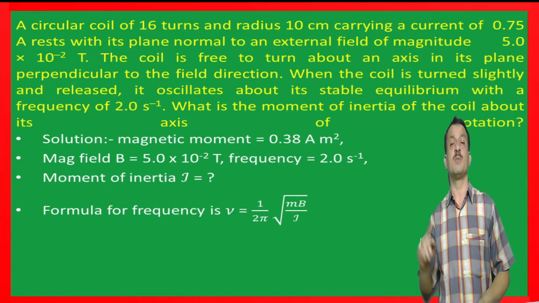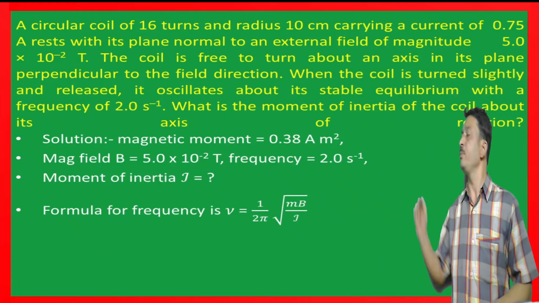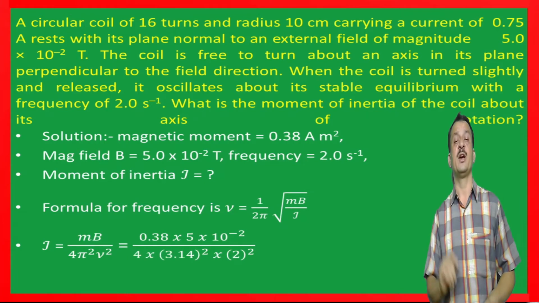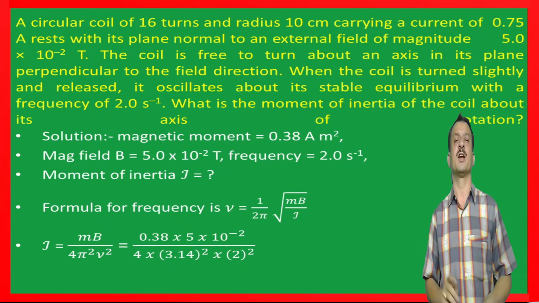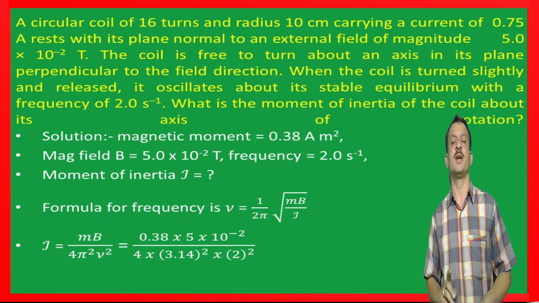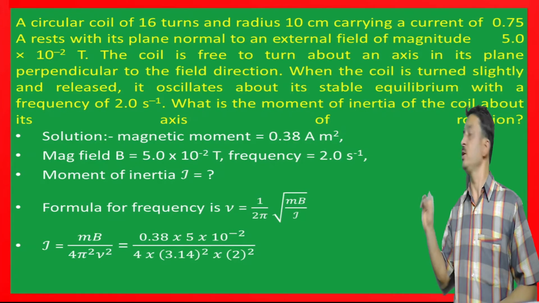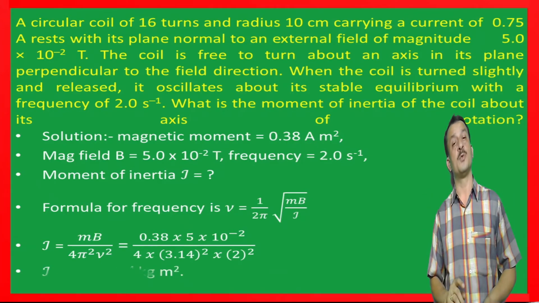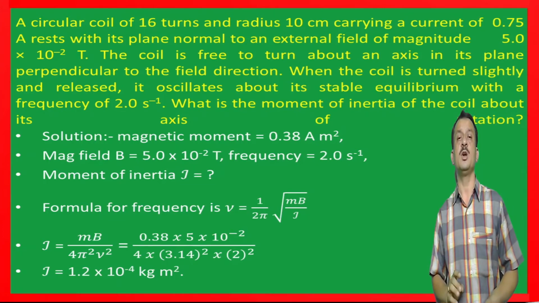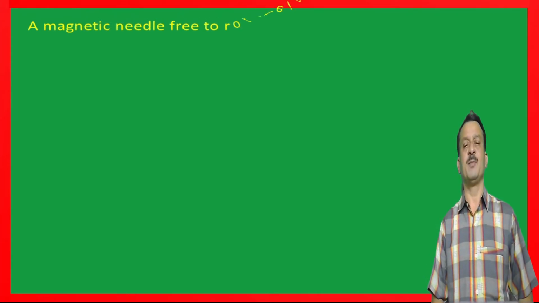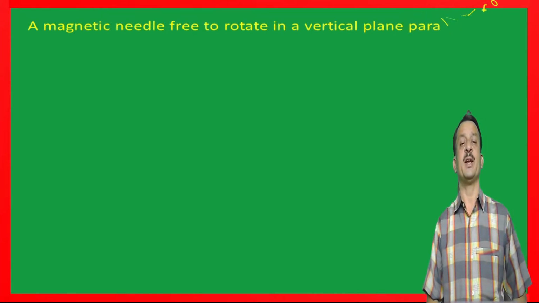Now from this one, what is the moment of inertia? If you work out, it is mB divided by 4 pi square nu square. Now substitute the values and simplify. With the help of a calculator, go on simplifying. What we will get? The final answer is 1.2 into 10 raised to minus 4 kg meter square. Clear? Next problem.